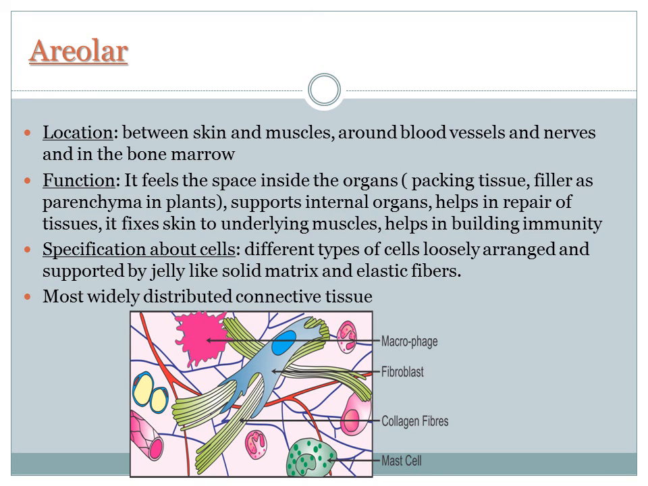It joins skin to muscles, fills space inside the organs, and is found around the muscles, blood vessels, nerves, in bone marrow. It acts as supporting or packing tissue between the organs. It helps to repair the tissues. It fixes skin to underlying muscles. It helps in combating foreign toxins, helps in building immunity due to presence of cells like mast cells and macrophages.